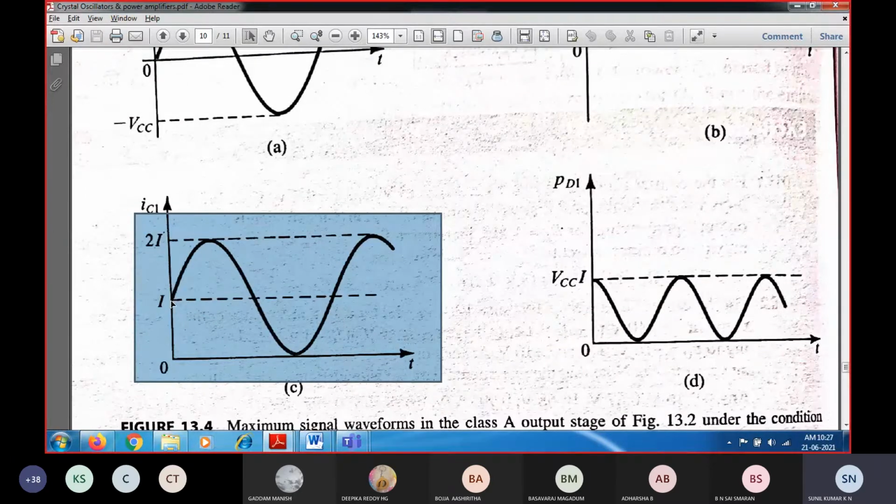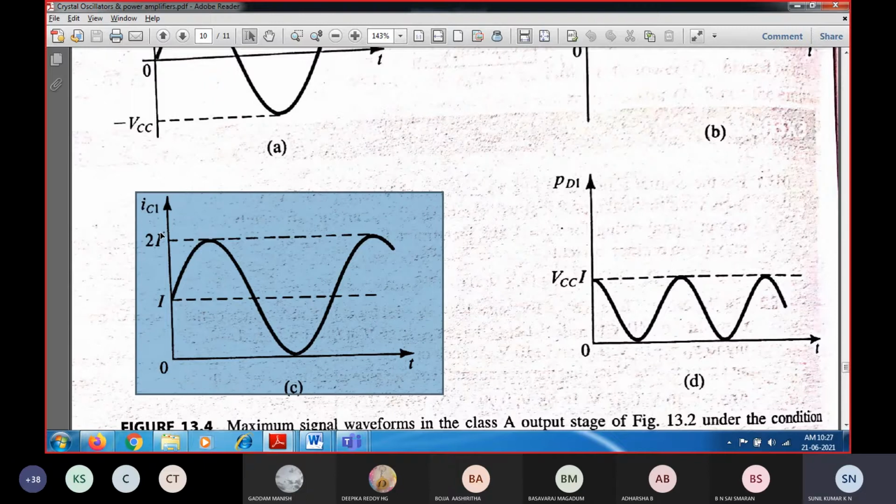After that, as you increase the input voltage, the current is also going to increase in a linear way, because the transistor Q1 will be forward biased. Since it is forward biased, the current will start increasing in a linear way. It is going to reach a maximum of 2 times ICQ, and then it will fall up to 0. So this is the current graph for the transistor Q1, that is for IC1.